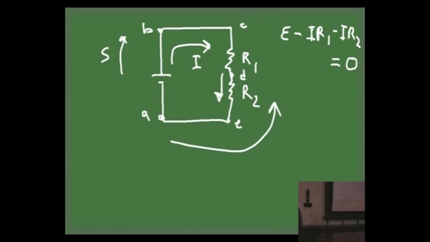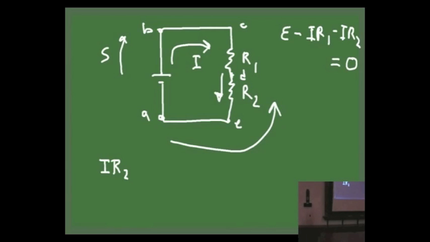So the difference in potential between going from E to D is going to be a positive number. So instead of being minus I times R2, it's going to be the current I times R2. Not with minus but with plus, because you're going up. Right?